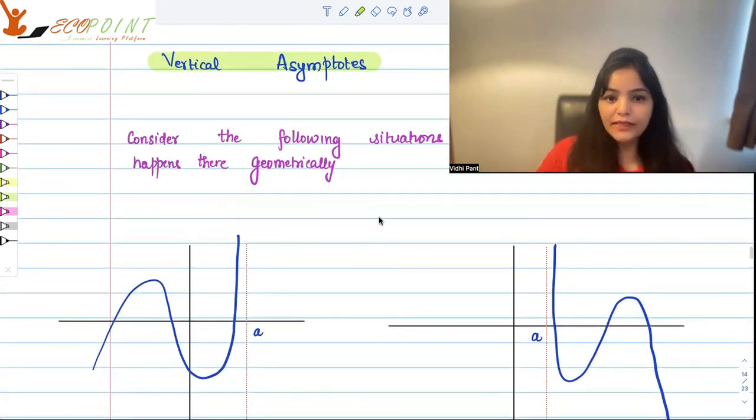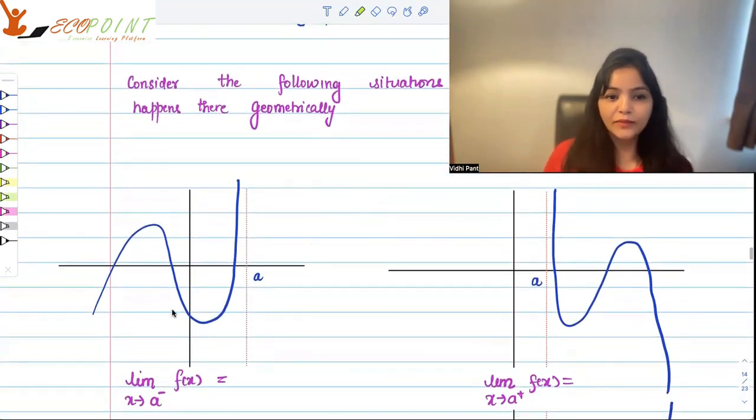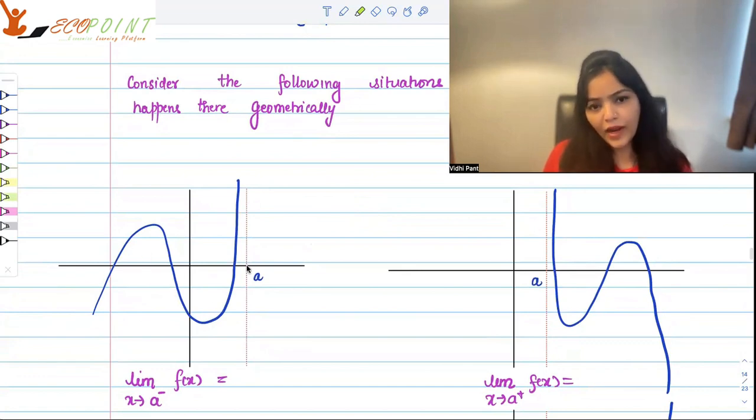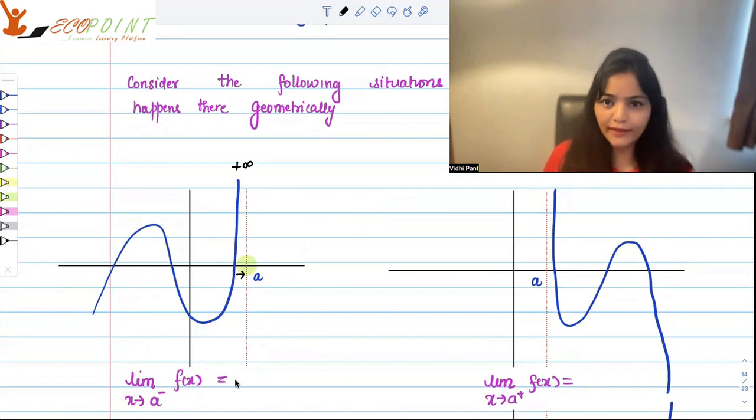Suppose you have these graphs with you. Look at this one. What's happening here? If you see, the graph is moving around a from the left of a. From the left of a, it's going almost parallel to the y-axis. That means it is just moving towards infinity. It's getting bigger and bigger, right? So that means I can say that limit x tends to a minus of f of x, no matter what f of x is. We're not trying to figure out the expression here, we're just trying to figure out what the limit is. I can clearly see that the limit is plus infinity, right?